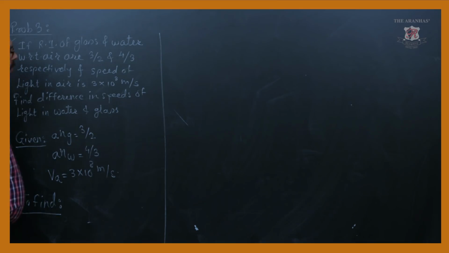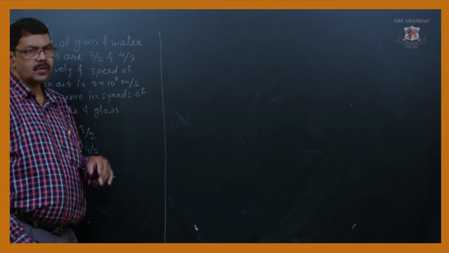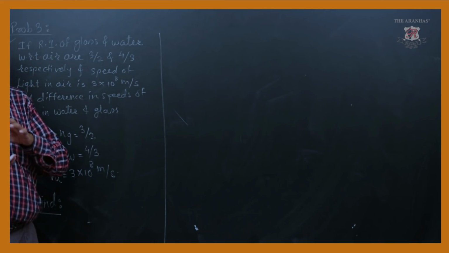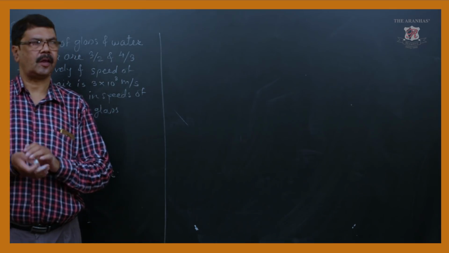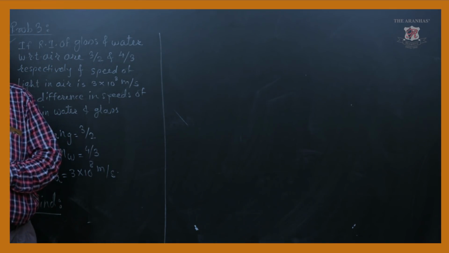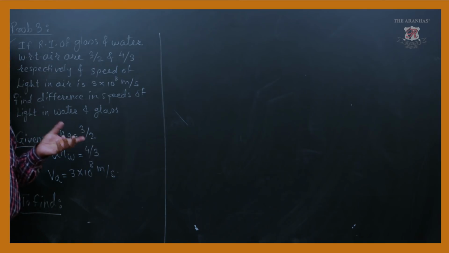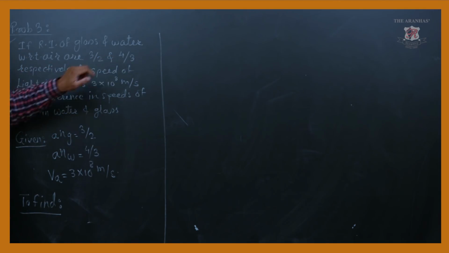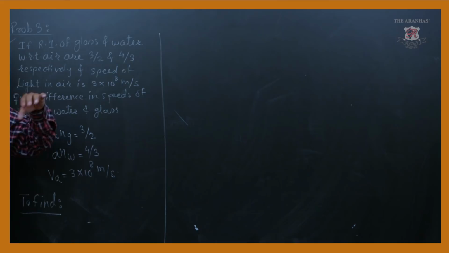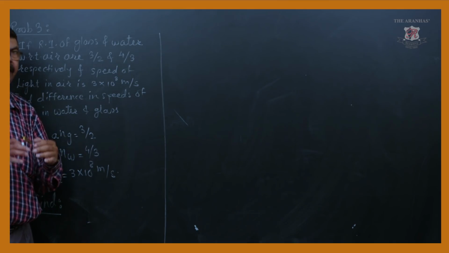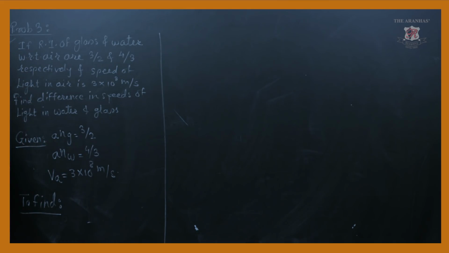Read the last part. Find the difference in the speeds of light in water and glass. Now use your common sense. In which medium will light travel faster, in water or in glass? Water is rarer than glass, or observe the refractive indices. This comes out to be 1.5, this comes out to be 1.33. So water has less refractive index, which means light will travel faster in water.